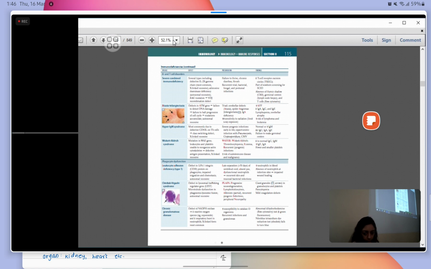So again, to repeat, this melanin cannot be released. Melanin is a pigment which gives the color to your skin and to your hair. So it is not released. If it is not released, it means that your skin and hair lose the color, and you have albinism.